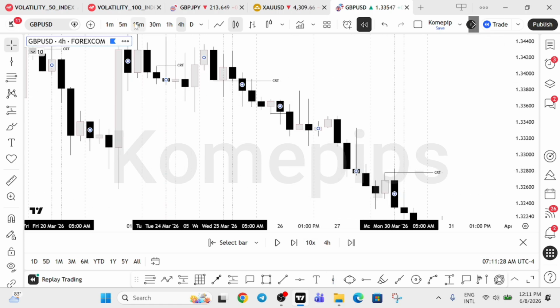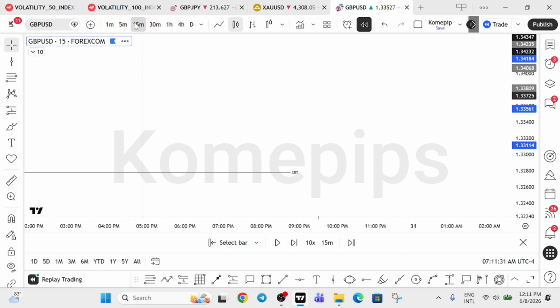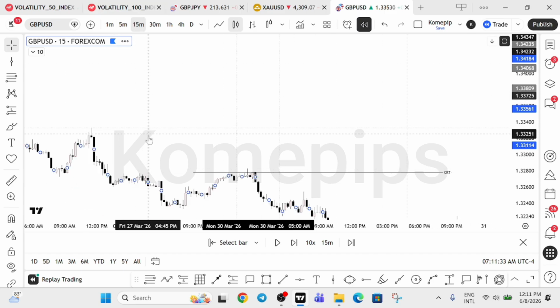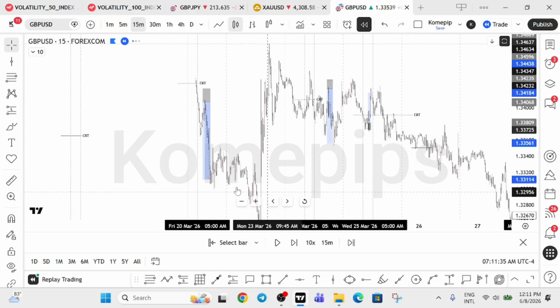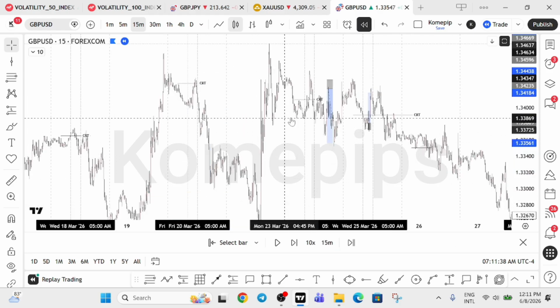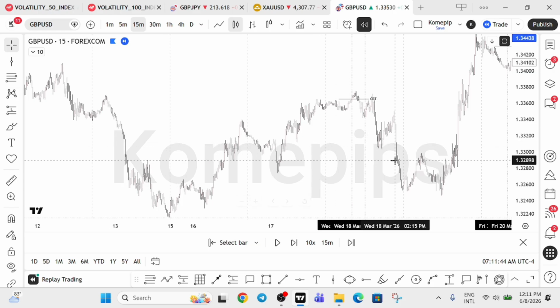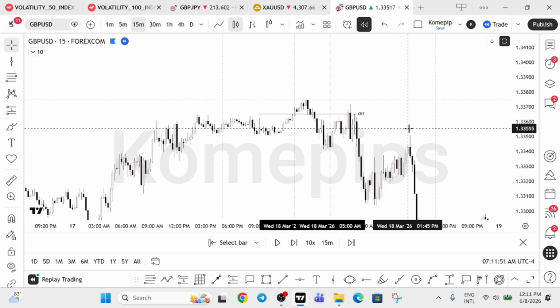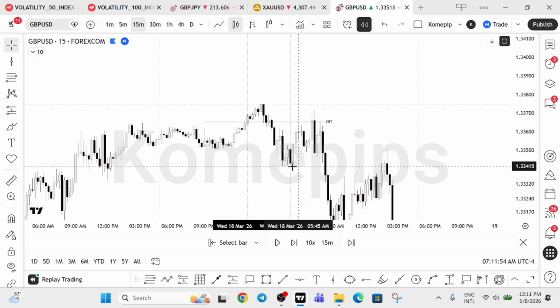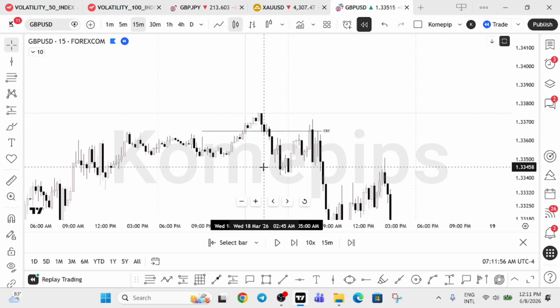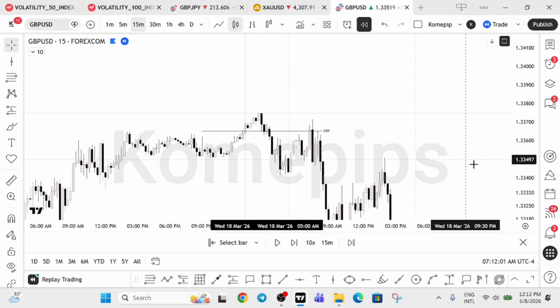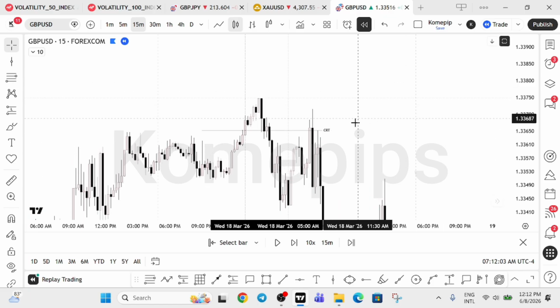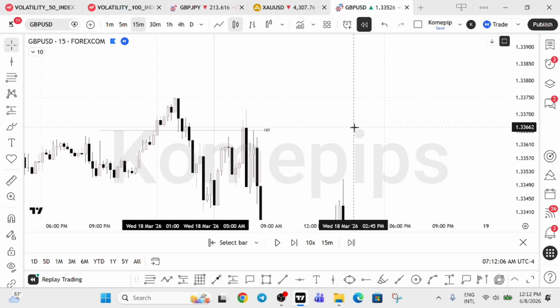So we'll go to the lower time frame. In this case, one of the correlating time frames for the 4-hour time frame is the 15 minutes. So we are going to use the 15 minutes. The first thing you want to check is if there was already a sweep within your CRT trading, within your candle range. And what do you want to look for? You want to look for the Komepips ICRT, because this is what will give you a confirmation whether you are going to trade it or not.